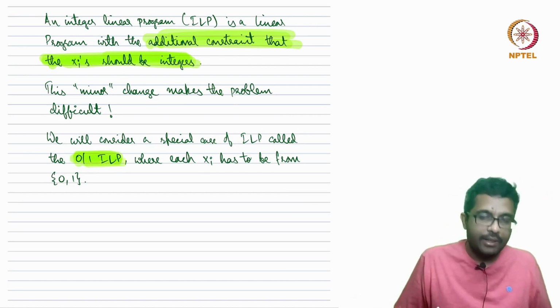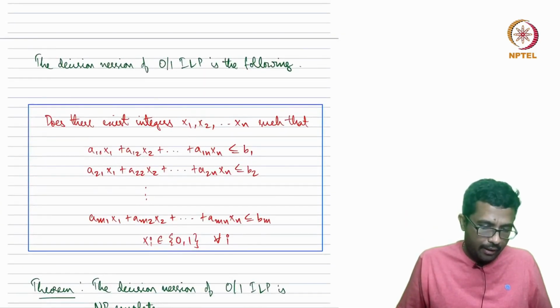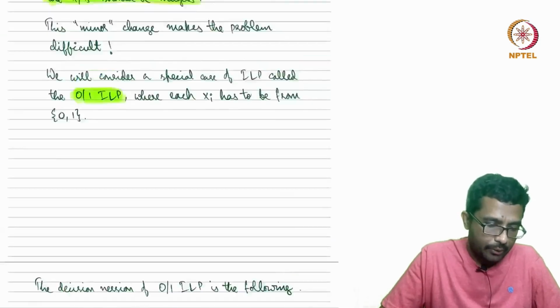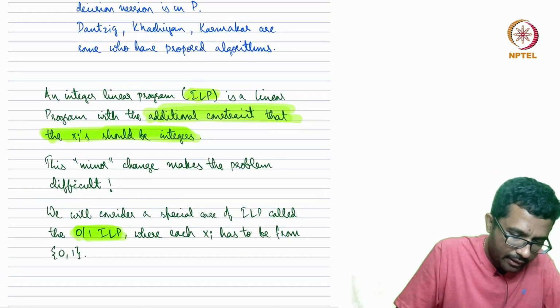I am saying that the xi should be 0-1, right? Xi should be 0 or 1. So let me just state the decision version of the ILP, the 0-1 integer linear program. ILP is just short for integer linear program, right?